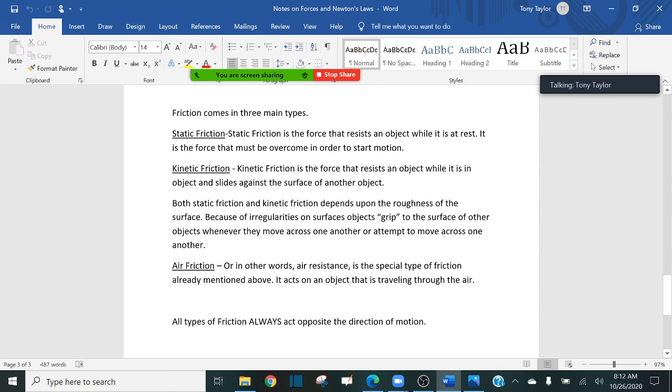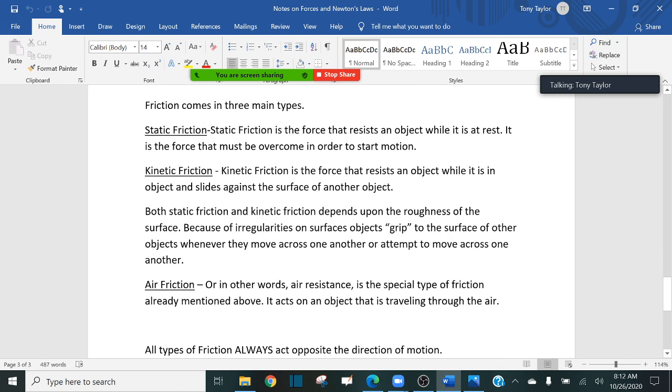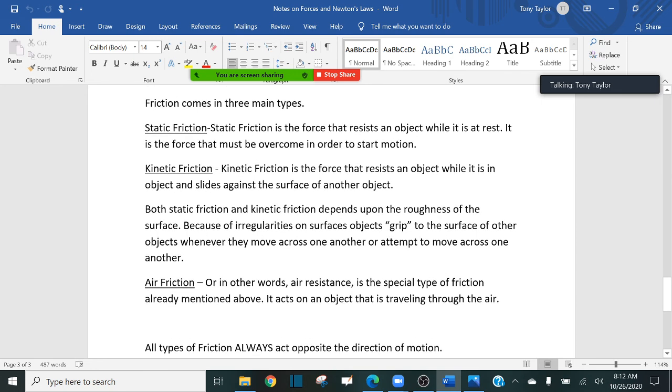or opposite the direction of motion the object wants to travel, assuming it's at rest. So the three types of friction you guys need to be aware of are static friction, kinetic friction, and air friction. We've already talked about air friction, but I want to elaborate more on static friction and kinetic friction. And of course, this is the last thing we're going to talk about today.